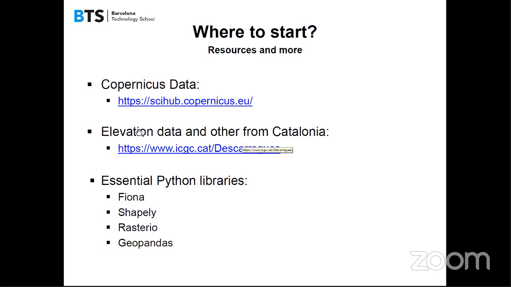Also, you have a lot of data from Catalonia in the ICGC website, and the essential Python libraries that I would recommend to actually learn by heart are Fiona, Shapely, Rasterio, and GeoPandas, basically because most of the work that you will do will not be with TensorFlow or PyTorch, will actually be with the ETL process. And everyone that has been working with geospatial data knows that the painful part of the process is actually getting all the data ready for being analyzed.